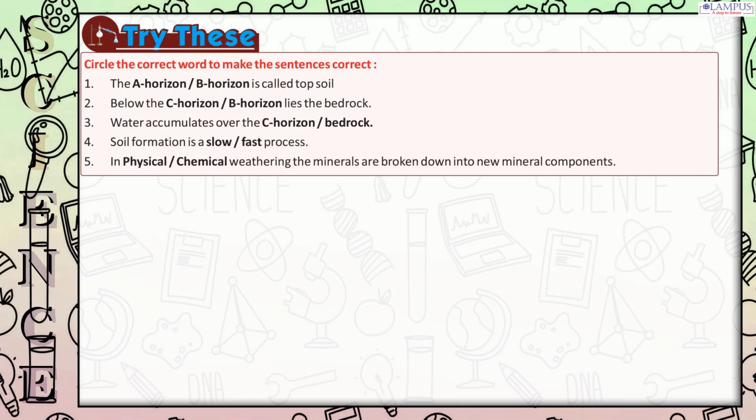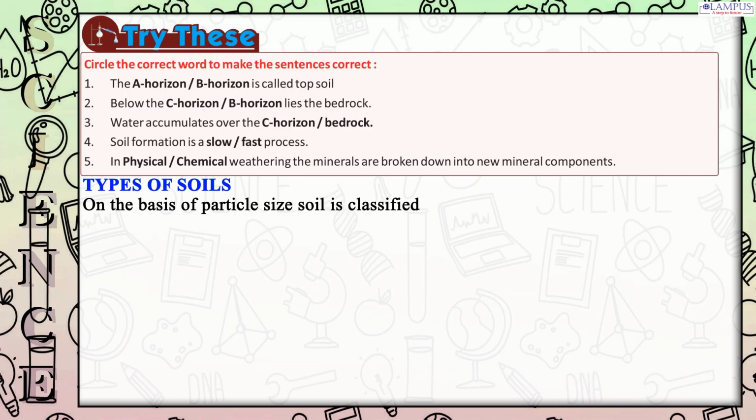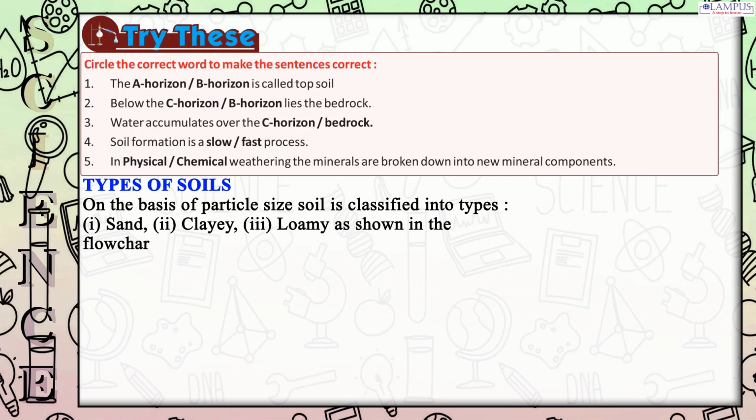Soil formation is a slow process. In physical and chemical weathering, the minerals are broken down into new mineral components. Types of soils. On the basis of particle size, soil is classified into three types: 1. Sand, 2. Clay, 3. Loamy, as shown in the flow chart given below.